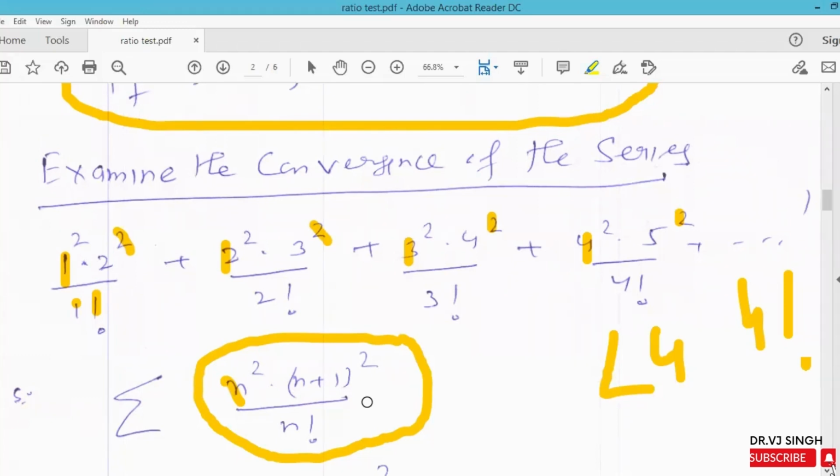And now what is the ratio test? So there is n, so n square. आज 2 लेक्चर होंगे, दूसरा लिंक मैं भेजूंगा जब मैं खत्म हो जाएगा. ठीक है. n square, n plus 1 square, n factorial. So this is your an.